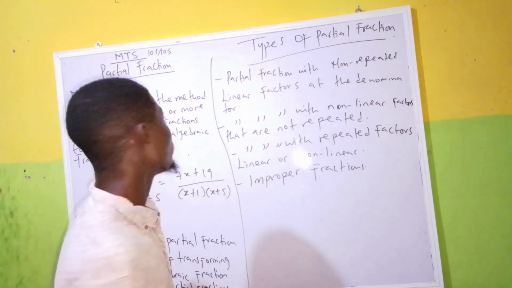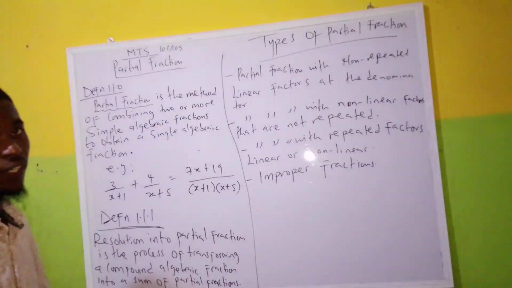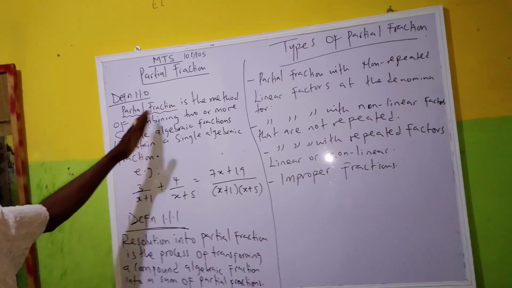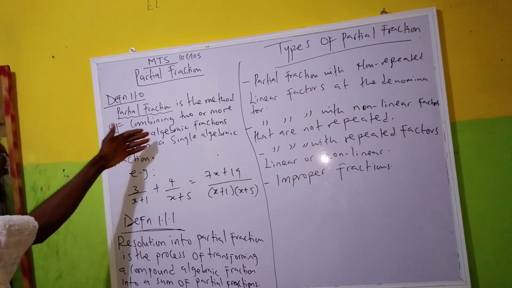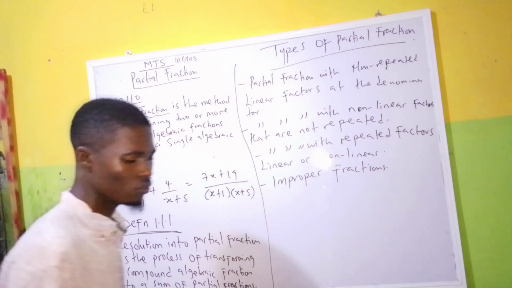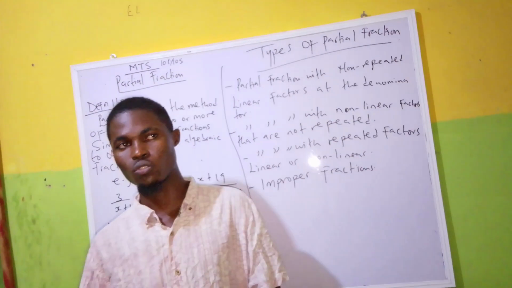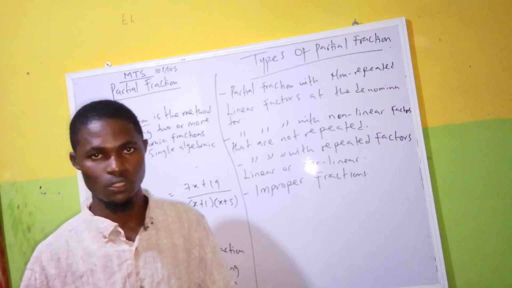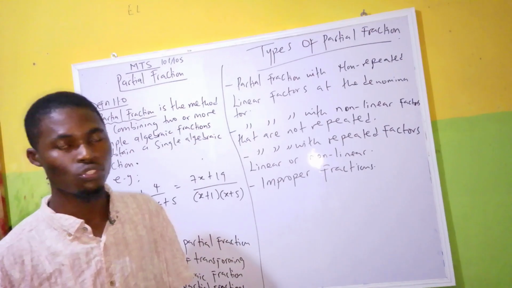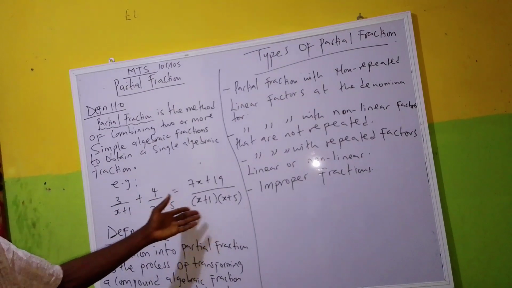Today we are going to be discussing partial fractions. So what is partial fraction? Definition 1.1.0: partial fraction is the method of combining two or more simple algebraic fractions to obtain a single algebraic fraction. There are some fractions you'll be given that you'll be asked to solve, and if you use the normal way to solve them, it will be difficult for you to simplify. In that aspect, we introduce what we call partial fractions.